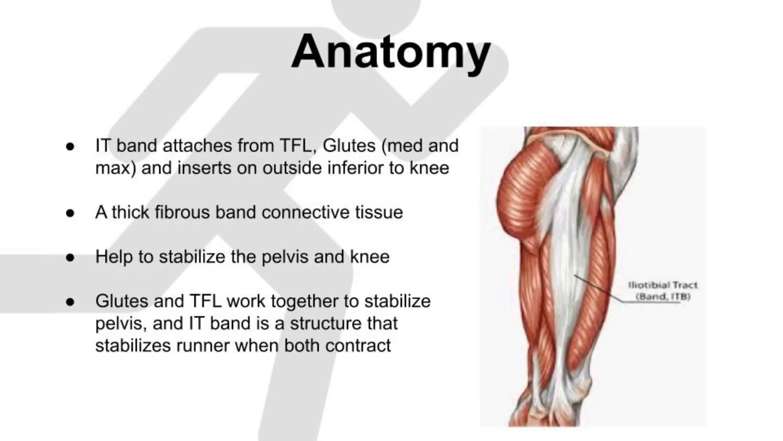So the anatomy, this is a very interesting structure. It's a big band on the outside of your leg. So it attaches on the glute and the TFL, this muscle here called the tensor fasciae lata or TFL, and the glute med, which is a little bit deeper to this tissue here. And it goes all the way down on the outside part of the knee, and below the knee, it's where it inserts. So it's a very thick, fibrous tissue. And the purpose of this band is to help stabilize not only the pelvis, but the knee. So when you land, the glutes contract and it pulls the IT band taut and it creates stability in that structure.